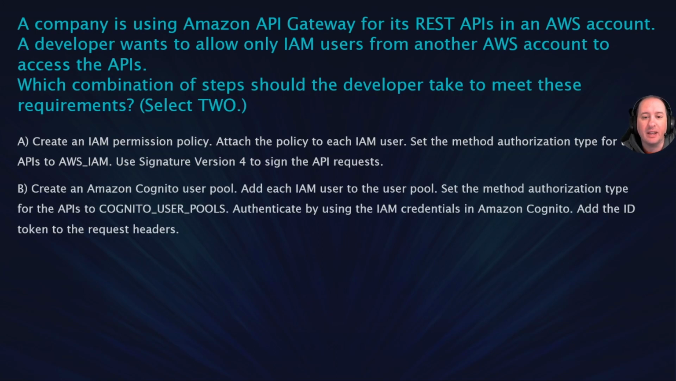We add each IAM user to the user pool. And you set the method authorization type for the APIs to Cognito user pools. And we authenticate by using IAM credentials in the Amazon Cognito and add the ID token to the request headers.